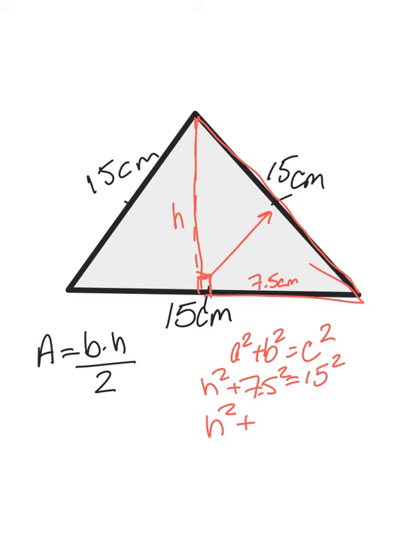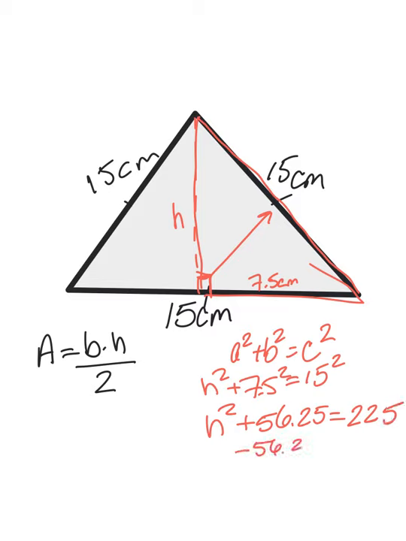I'm going to have to put that in my calculator as either 7.5 to the second power or 7.5 times 7.5, right? And I get 56.25 equals 15 squared. We should know 15 squared. That's one of those I've told you guys before in the past that you should know up to, which is 225.